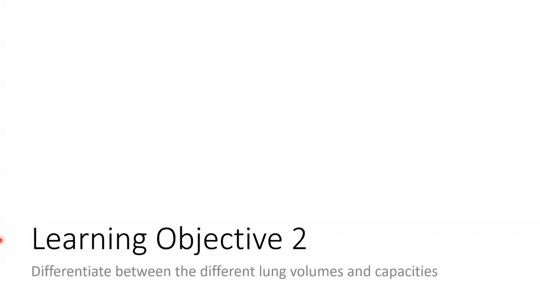Now moving on to learning objective number 2. Now that we understand how we get the air into our lungs, I want to talk about how much air goes in and out of our lungs with each breath. And I want you to be able to describe and differentiate between the different lung volumes and lung capacities.